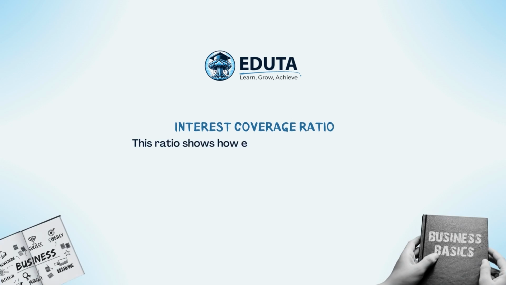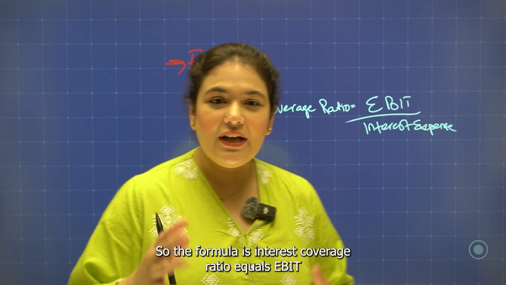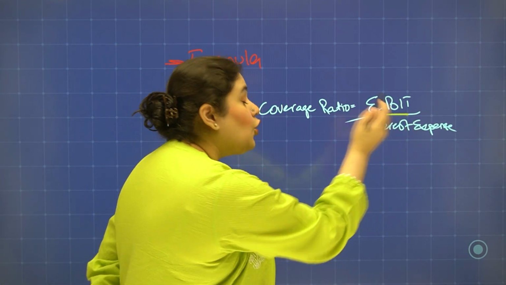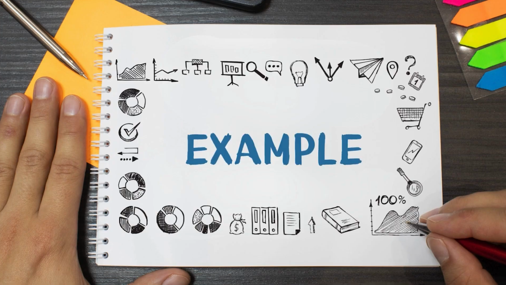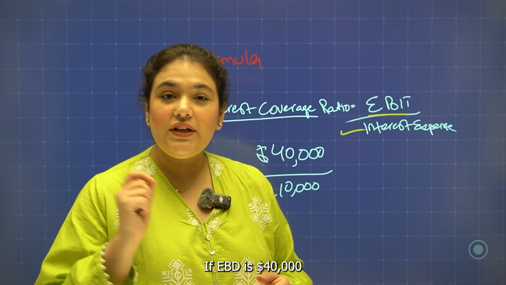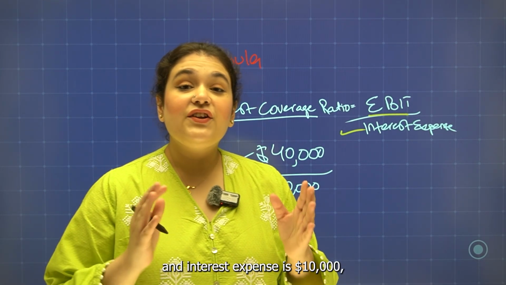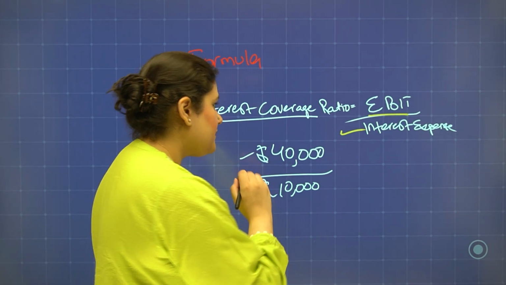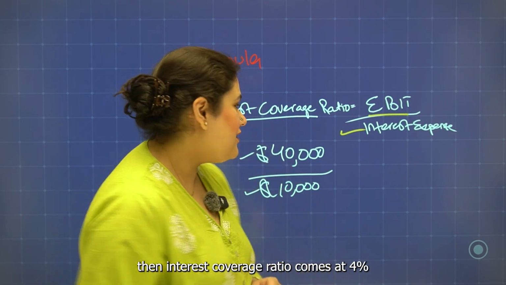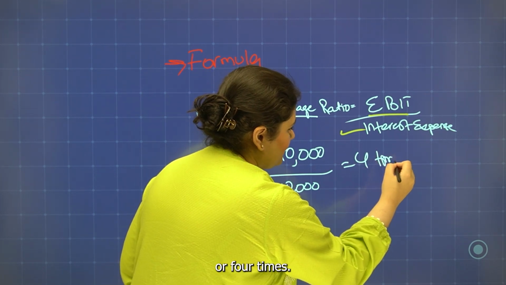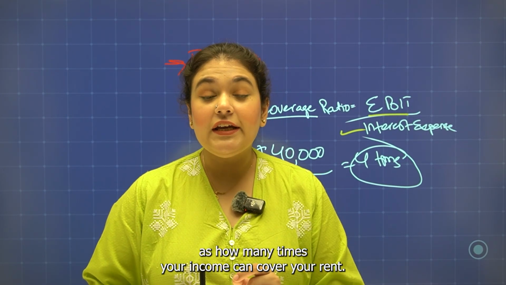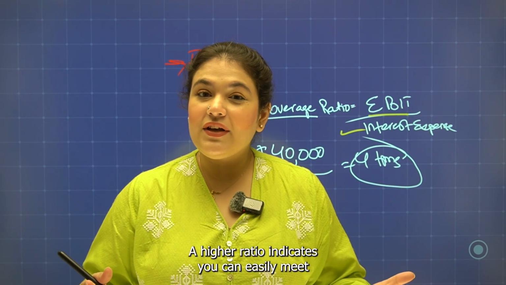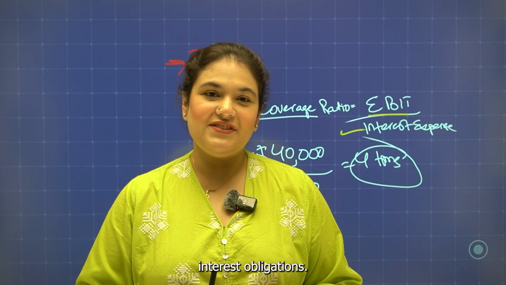Interest coverage ratio. This ratio shows how easily a company can pay interest on its outstanding debt. So the formula is interest coverage ratio equals EBIT, which stands for earnings before interest and taxes, divided by interest expense. If EBIT is, let's say, $40,000 and interest expense is $10,000, then interest coverage ratio comes at 4 times. Think of this ratio as how many times your income can cover your rent. A higher ratio indicates you can easily meet interest obligations.